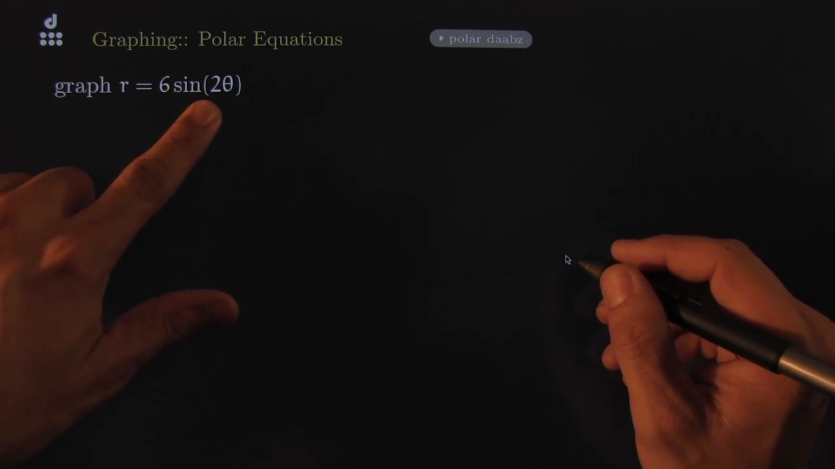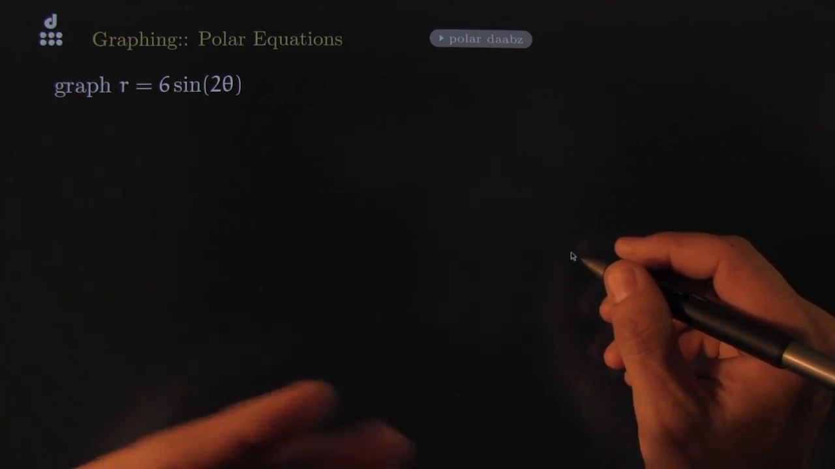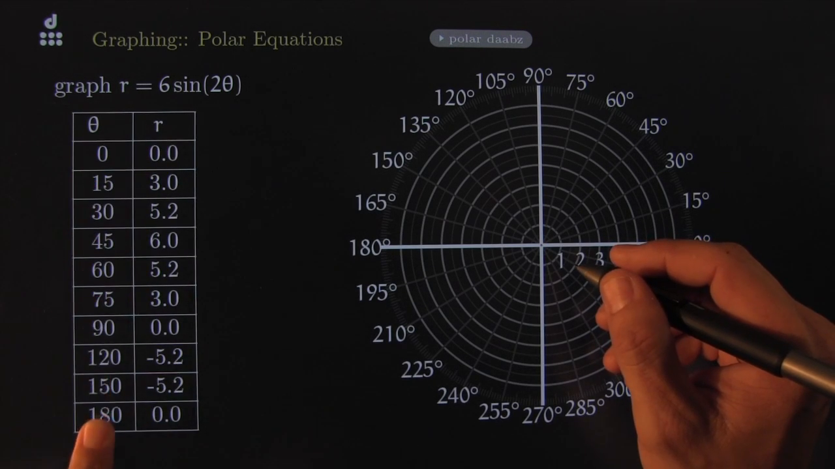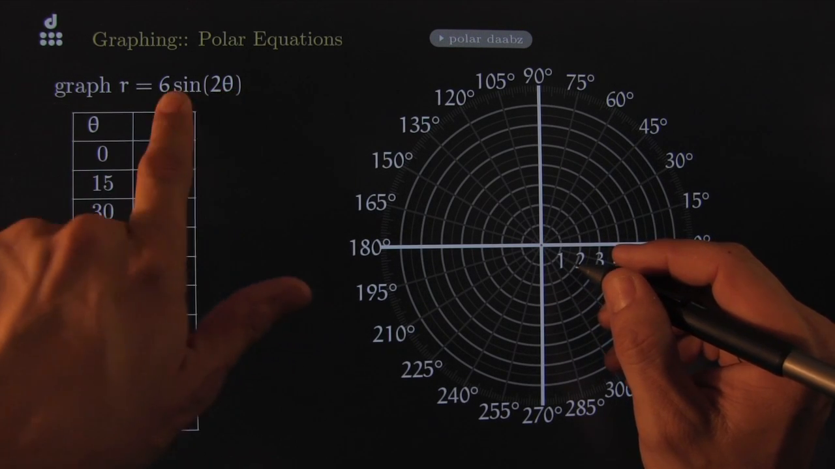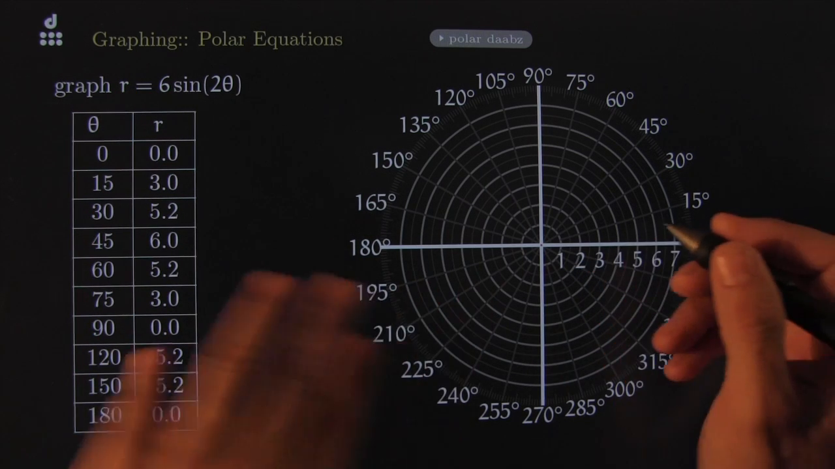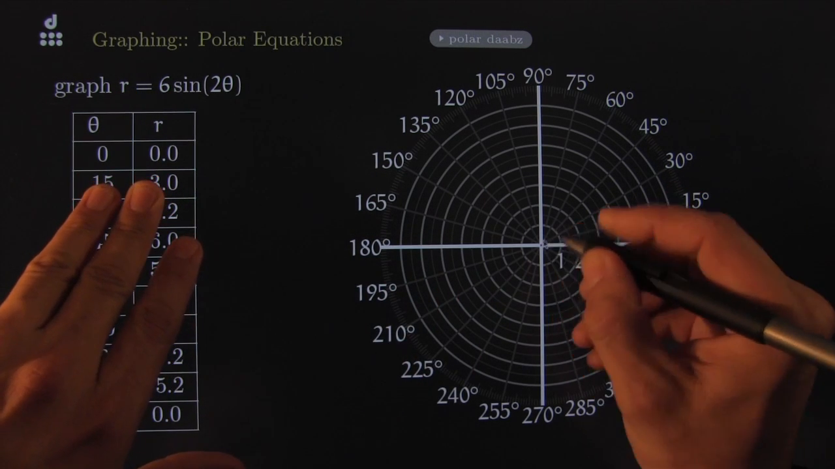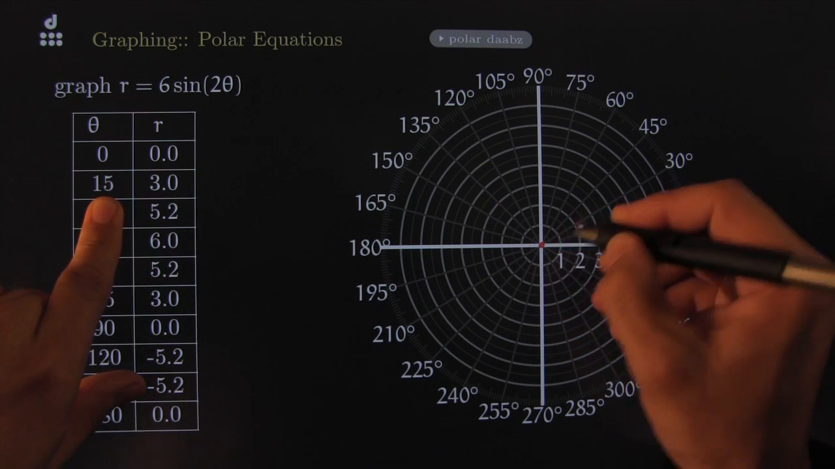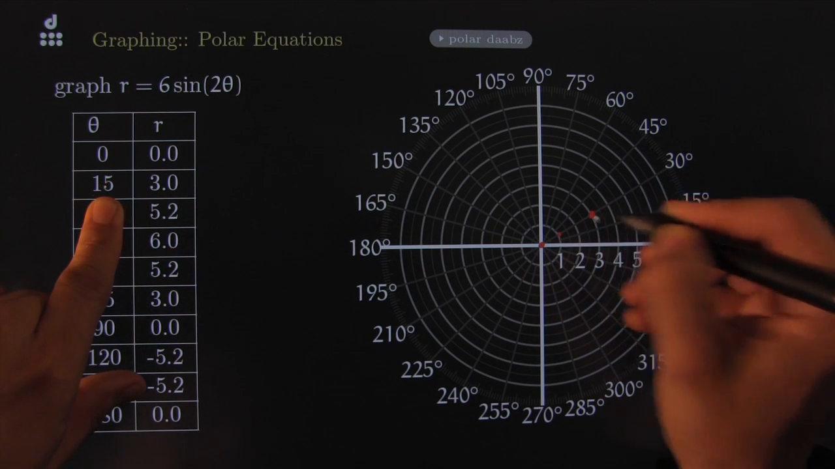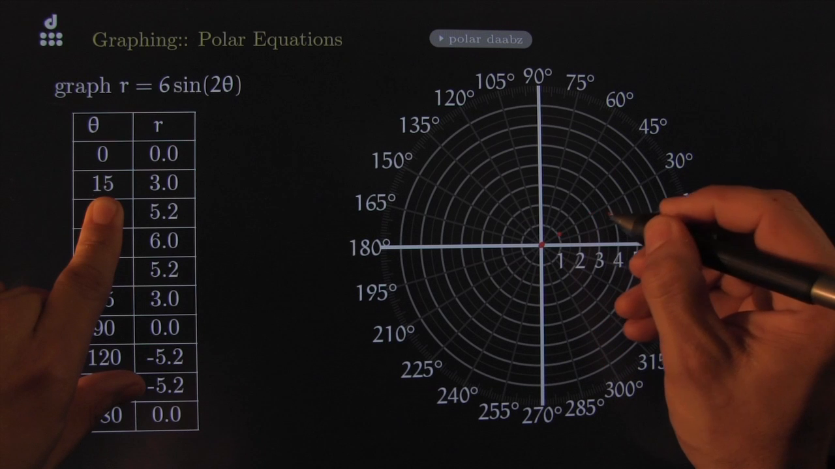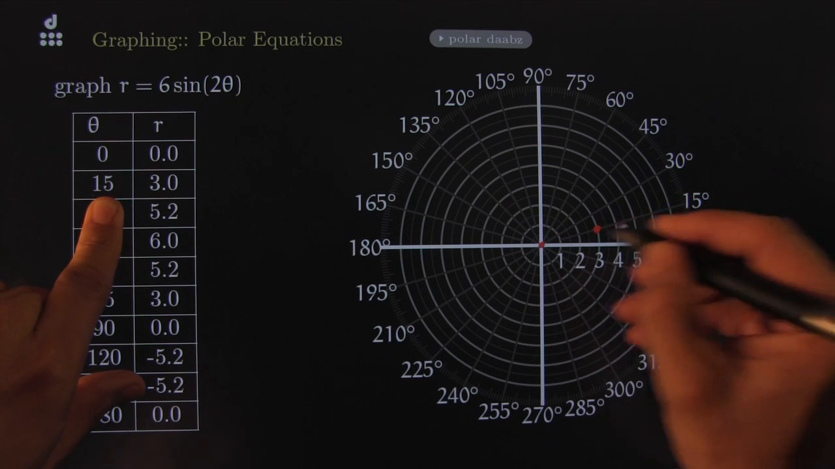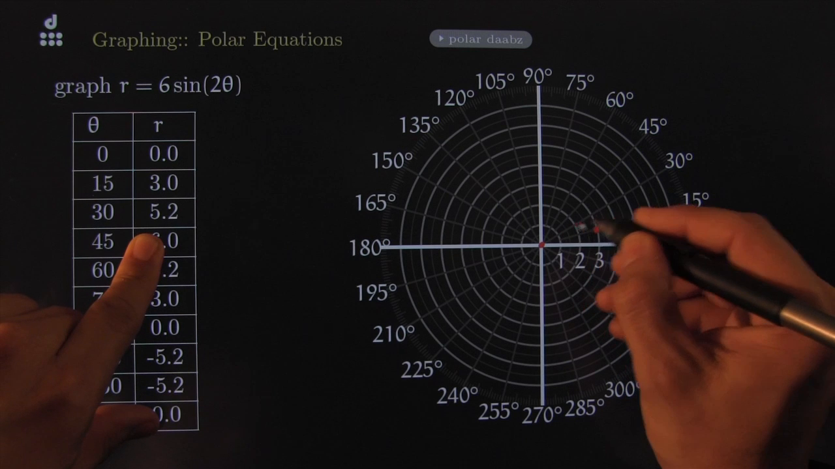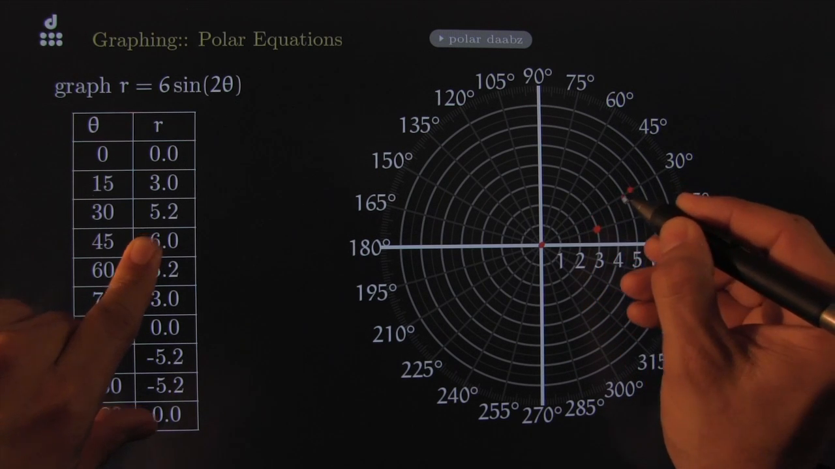r is equal to 6 sine 2 theta. If you're a beginner, I would recommend you make a chart here. Pick some random thetas. Fill them in there to see what you get for r's, and then plot the points. At 0, I got 0. At 15, you have 3. 1, 2, 3. At 30, you have 5.2. So you got 1, 2, 3, 4, 5, 5.2.